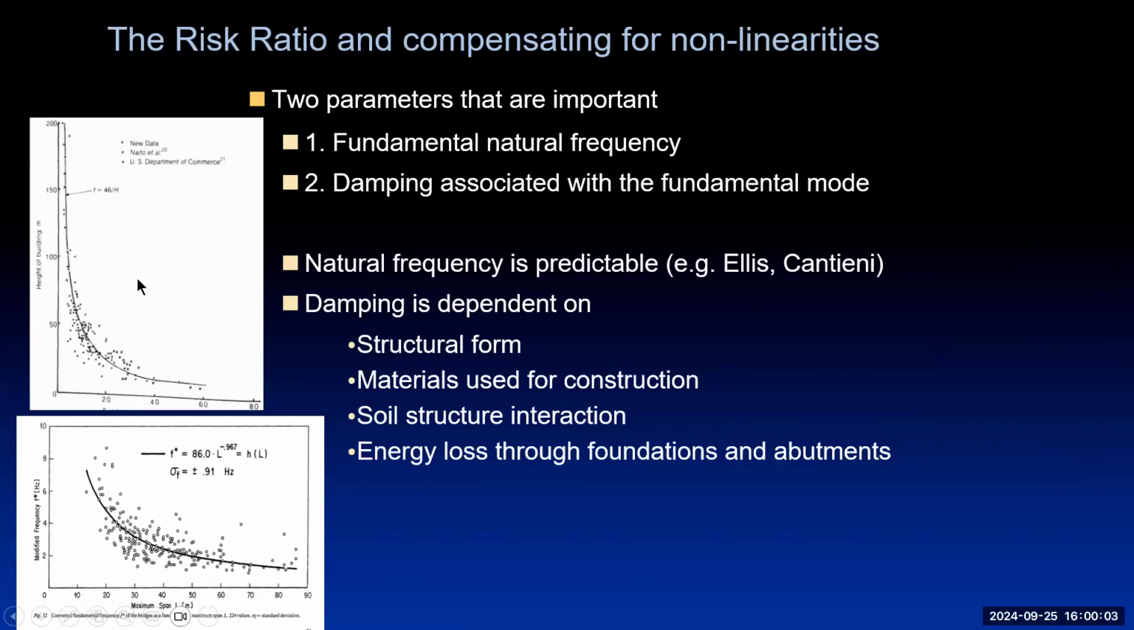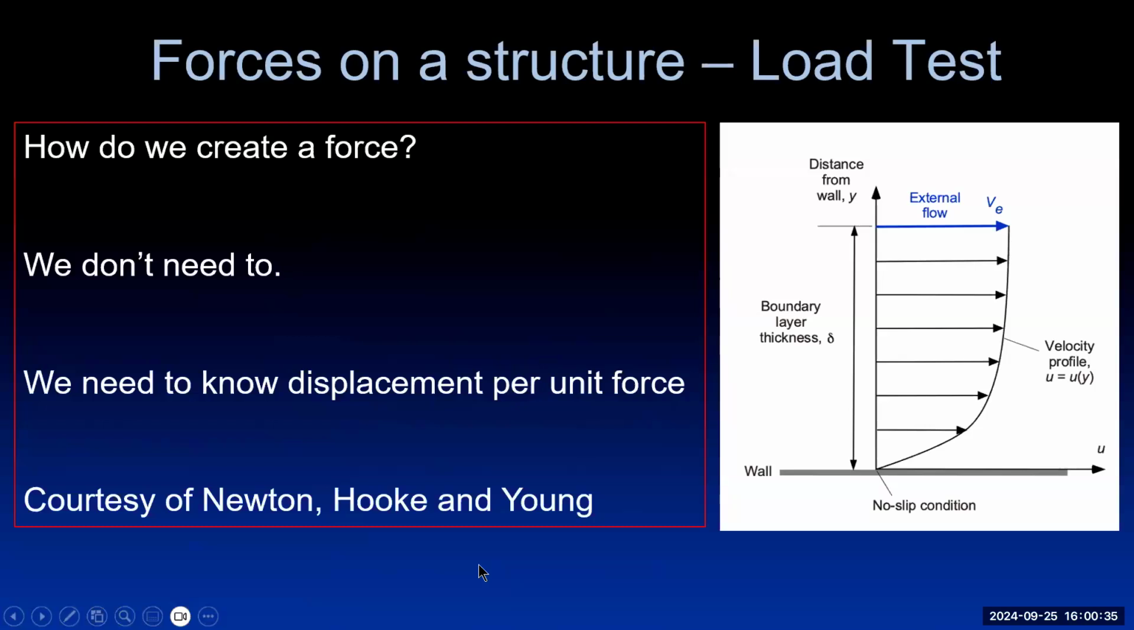We have frequency of estimation. This is from Brian Ellis's work, of what the best fit of frequency is. 46 upon H in metric units, 150 upon H where H is in feet. And this is from Reto Cantini for bridges, mainly in Europe, and that depends on the length of the main span. So with both of these, we can actually look at displacement per unit force.